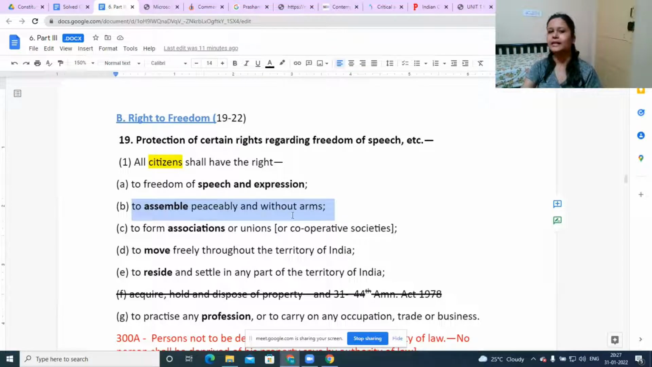This is nothing but assembly. We see some rallies also, so many other things without arms. Even protest is allowed, right? If you read the labor laws, their provisions are given that peacefully you can do protest, different types of protest, everything has been mentioned. So peacefully we are allowed to assemble. But yes, sometimes there may be some rules and restrictions that we need to follow.